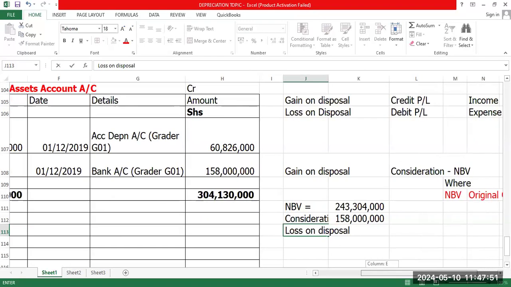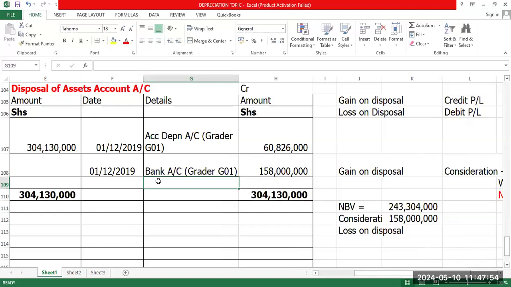So you will come here and put loss on disposal, but it will go to what? Profit or loss account. Remember, you're debiting profit or loss account. Because how do you get the consideration? Consideration is just the money, the disposal amount. How much did you receive when you were selling? You check note number 3. What did you actually receive on disposal?